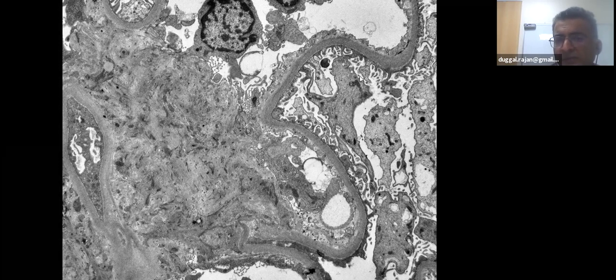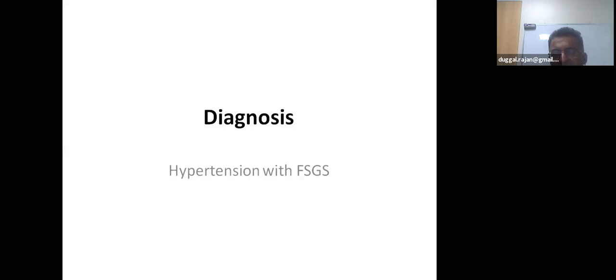Whenever we interpret foot process effacement, we never look at the capillary loops towards the mesangium. We look at the capillary loops which are at the peripheral location, away from the mesangium. So you have to see the capillary loops. This is a mesangial area. In this mesangial area, there could be some foot process effacement. But you see in the free capillary loops away from this mesangial area, there is no foot process effacement. So I think we can explain everything by hypertension.